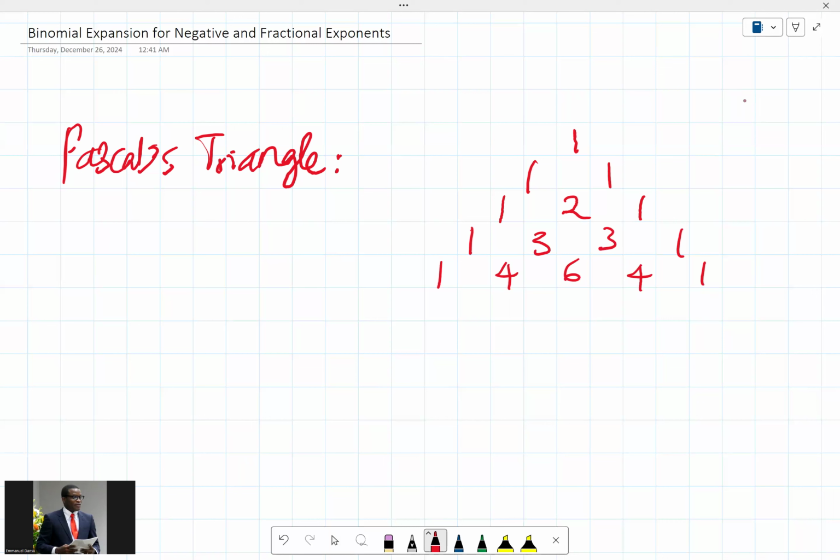So that was Pascal's triangle. So you discovered this was only possible for whole numbers, right? So it's only possible for powers starting from zero upwards.